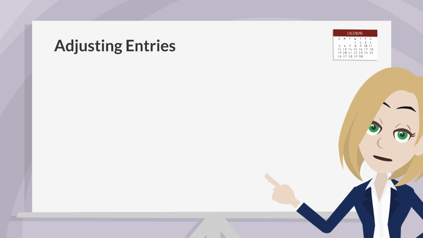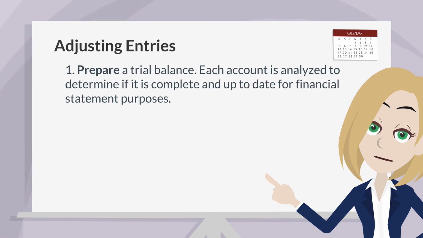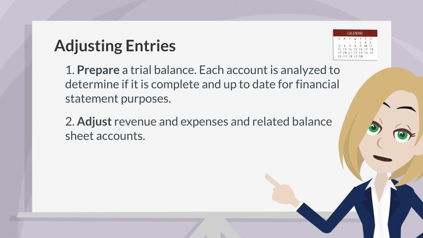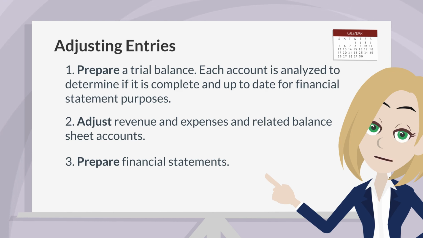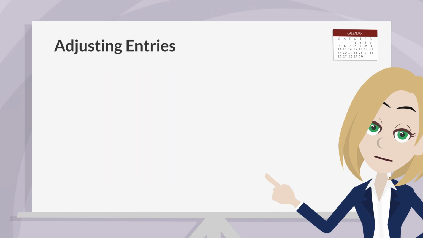Remember, the steps in the recording process happen during the month, whereas adjusting entries happen at the end of the period. The first step is we prepare a trial balance. Each account is analyzed to determine if it is complete and up to date for financial statement purposes. The second step is we adjust revenue and expenses and the related balance sheet accounts. And then finally, step 3, at that point, we can prepare financial statements.